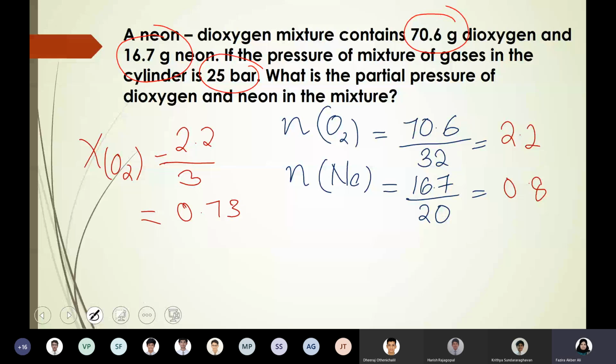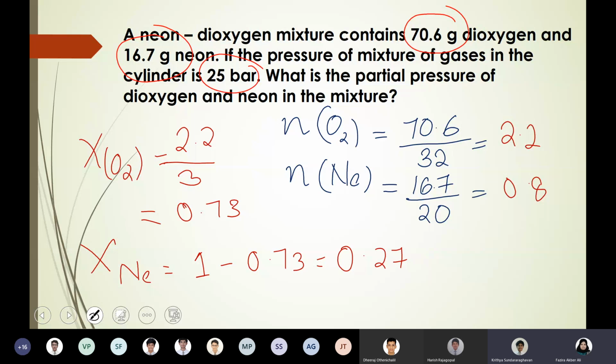So the mole fraction of neon will be 1 minus that, so 0.27. Because in any mixture, the sum of mole fractions is equal to 1. You can see that here. Otherwise, you can find it another way: the mole fraction of neon is the number of moles of neon, 0.8, divided by 3. That way also you will get the same answer.